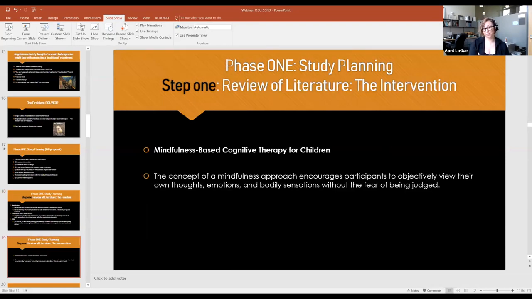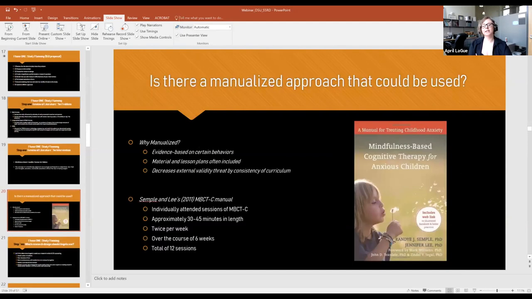Now, what do I do as far as intervention? With some more review of literature, she found a lot of literature on mindfulness-based cognitive therapy to decrease forms of anxiety, not specifically math anxiety, but anxiety in general. And Angela thought, hey, this might be something I could use. Angela didn't know much about mindfulness cognitive therapy for children, but what she did find was a manualized approach. This is a very important piece of single subject research design. If you can find a manualized intervention, you can decrease that external validity threat, so that when you replicate this study using this manualized approach, you have a higher chance of having the same outcomes.